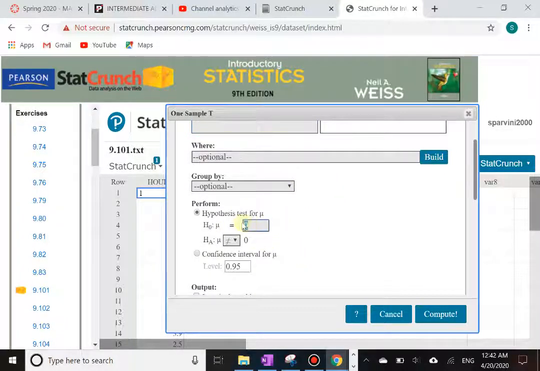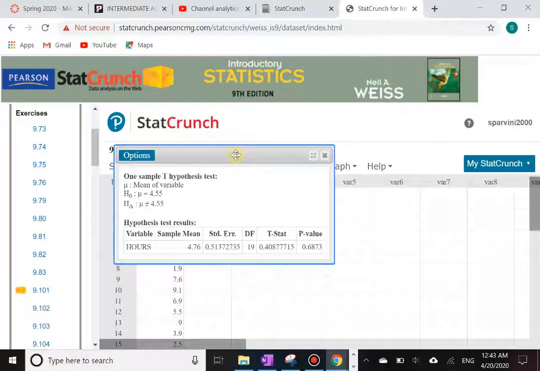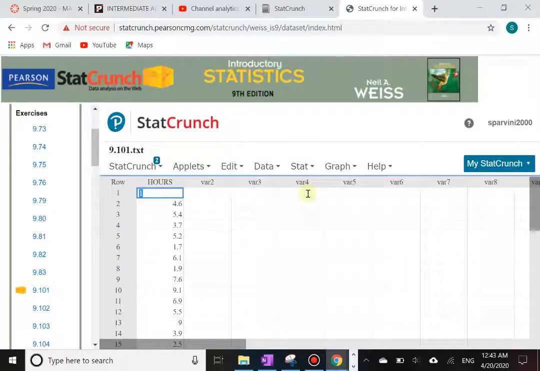I'm just going to put the hypothesis. Hypothesized value was 4.55 against the two-sided alternative, and hit compute, and there you go. You get the same outcome. So just want to show you, you have two ways of doing it. So if you're doing homework or on the exams, depending on what you're given, if they give you the raw data, if you see the data, then do it this way. And if on my math lab, on the exam or on the homework again, they give you summary statistics, you can also run it that way.